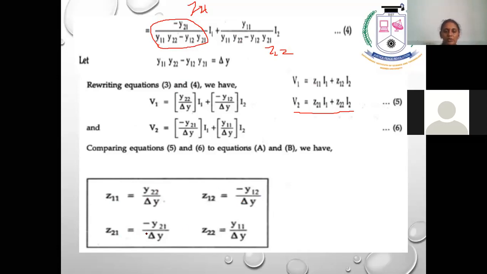Z21 is equal to minus Y21 by del Y. Z22 is equal to Y11 by del Y. Okay, so now we have converted Z parameter in terms of Y parameter. Next, in terms of H parameter, it has to be converted.